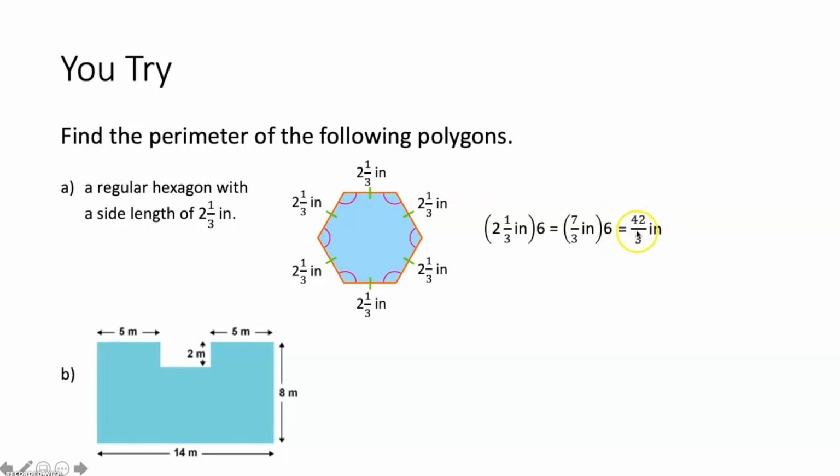Now, how does this simplify? Well, 3 goes into 42 14 times. So we get 14 inches as our simplified final perimeter.